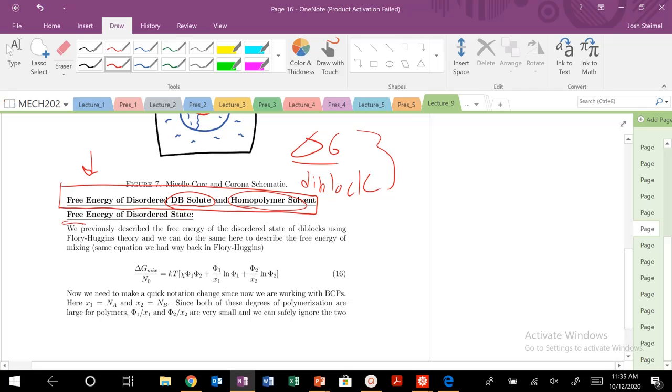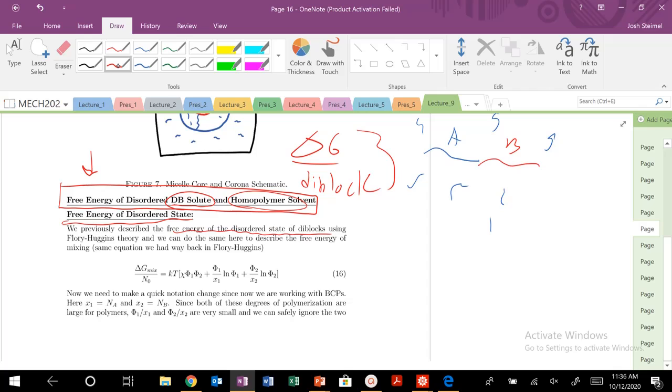We are going to use, again, lecture 4, the most important lecture in this entire class, to describe the free energy of our disordered state. Let's keep consistent with our expression here. We have A and B, and we are mixing these polymers in this homopolymer solute. So in the disordered state, we're just mixing them together. We're not forming the micelle.